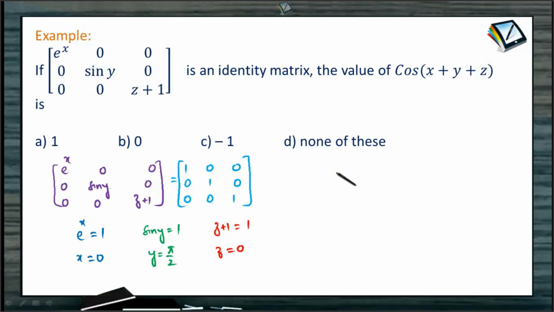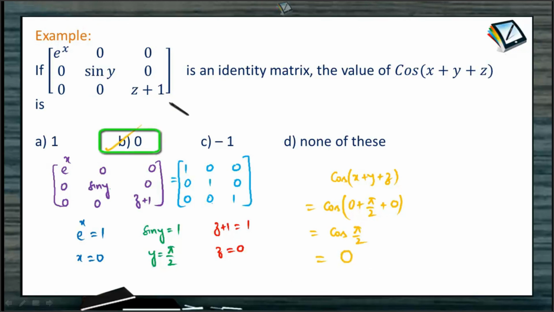What is the requirement? We want the value of cosine of x plus y plus z. Now let us replace those values. Cos of x is 0, y is pi by 2 and z is 0. So what we are left with is cos pi by 2. How much is the cos pi by 2 value? Yes, the value is 0, which is present at option B, right?